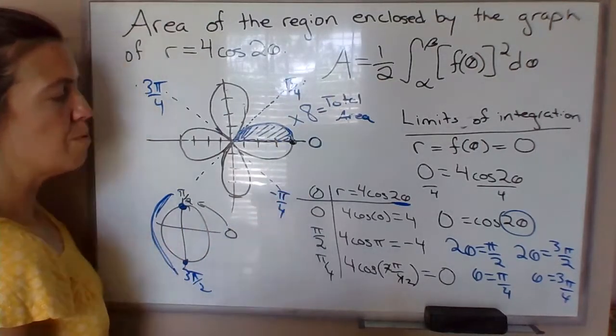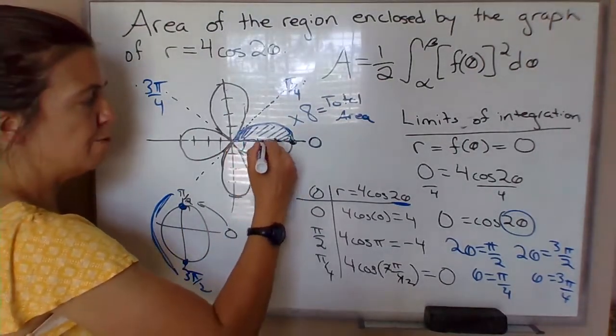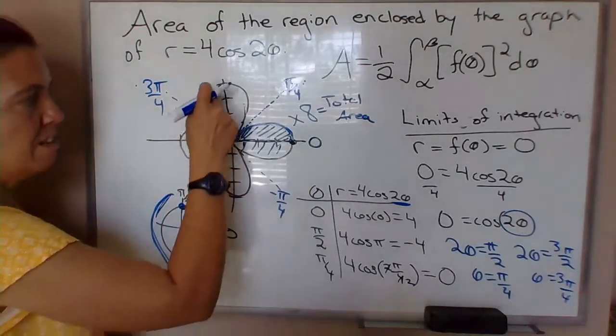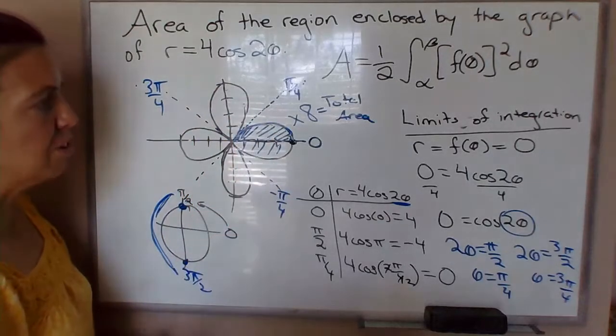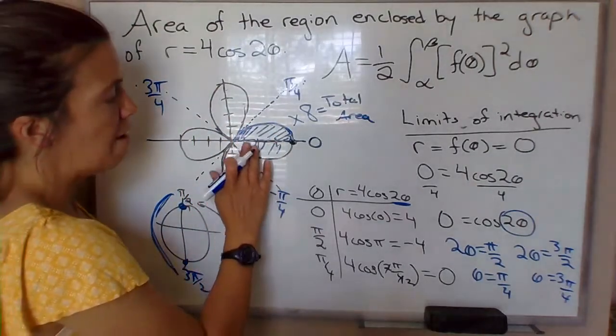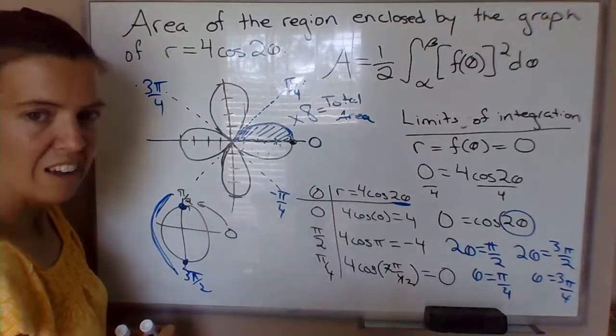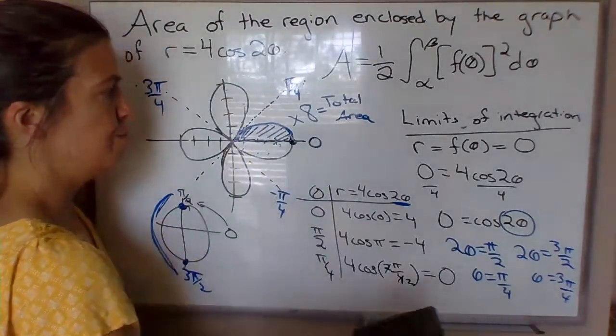So you could set this up as an integral from negative pi over 4 to pi over 4. That would frame this leaf here. Or pi over 4 to 3 pi over 4 would frame this leaf here. Okay, and then you get the picture. So we could do half of this leaf times 8, or we can do the entire leaf times 4 to get total area. All right, that's a lot of information just about setting up.